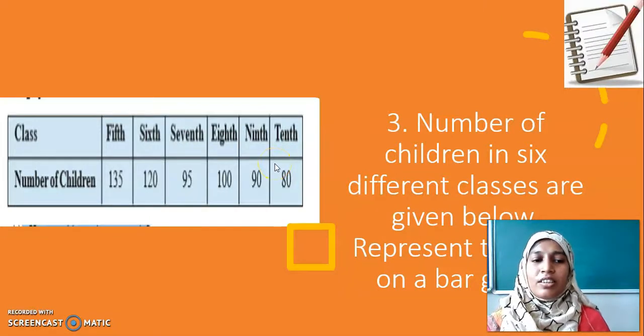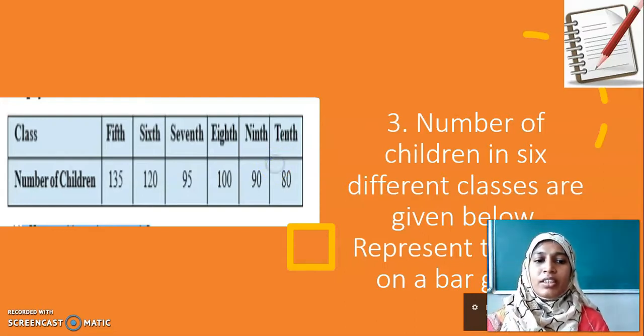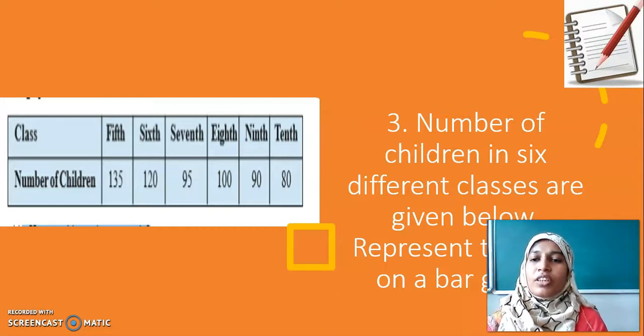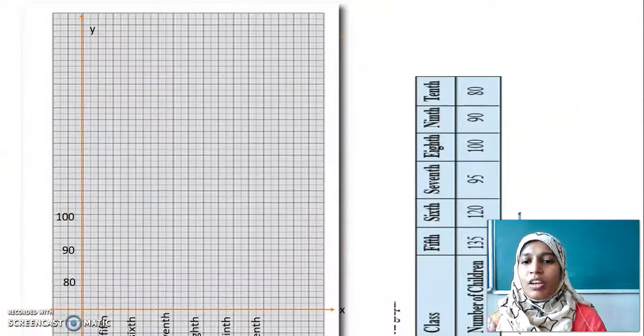Hi children, now let us continue the drawing of bar graphs. The given data here is about the number of children in 6 different classes starting from 5th to 10th. Shall we start, my dear children? Okay. Now you will have your graph note with you.